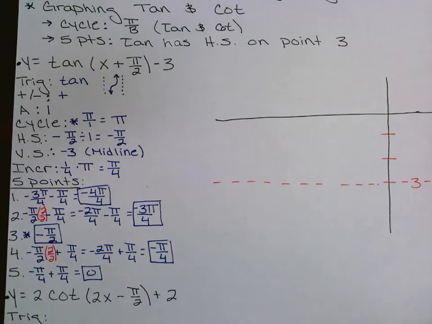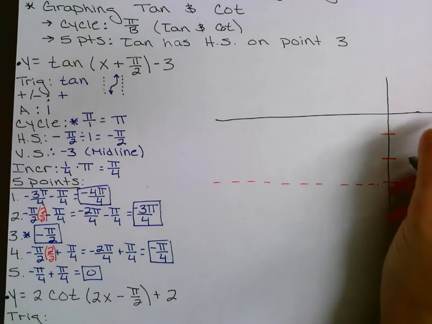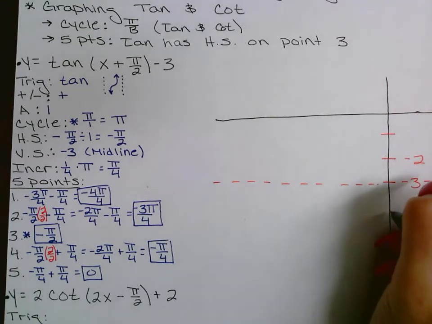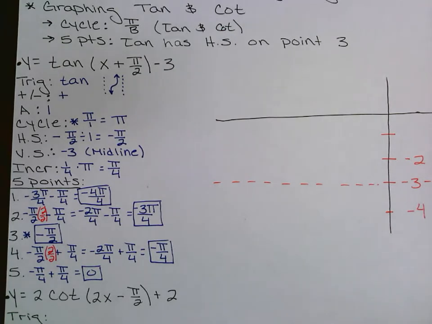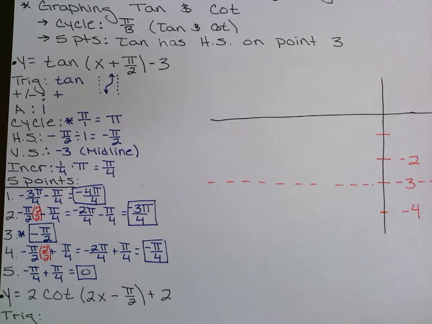Now my amplitude is 1, so from negative 3 going up 1, where do I land? Good, negative 2, and down 1, negative 4. Okay, that is 1 point already on your quiz or test.